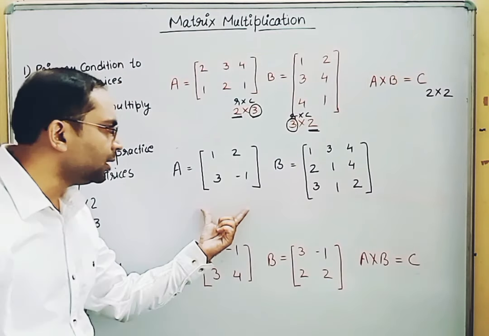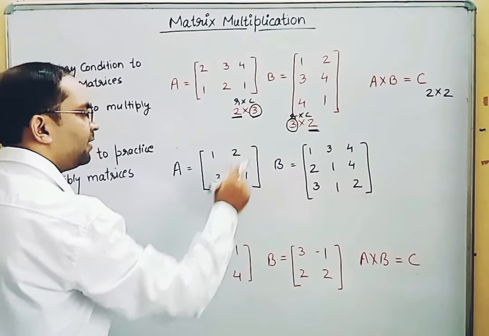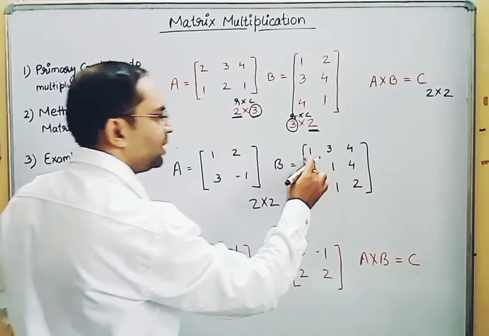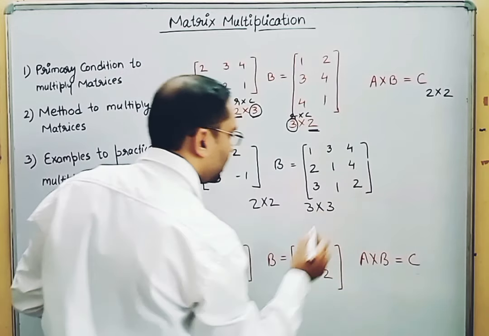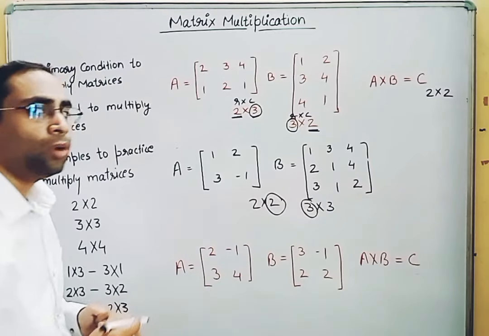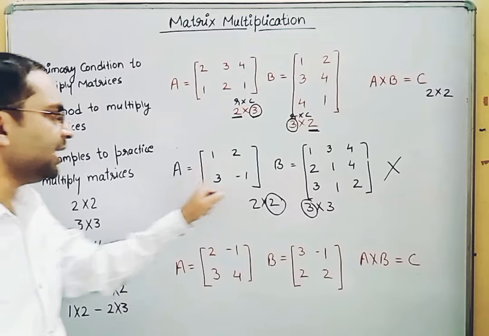Let us check the second example as well. The order of this matrix A would be 2 rows and 2 columns, so 2 cross 2. Now the order of matrix B, you can see we have 3 rows and 3 columns. So the order of this matrix is 3 cross 3. Here the number of columns of A is 2 and the number of rows of B is 3, which are not equal to each other. So we will not be able to perform multiplication of A cross B.